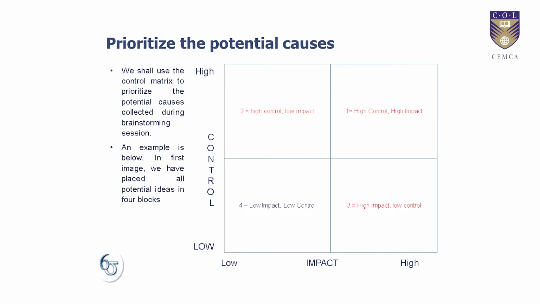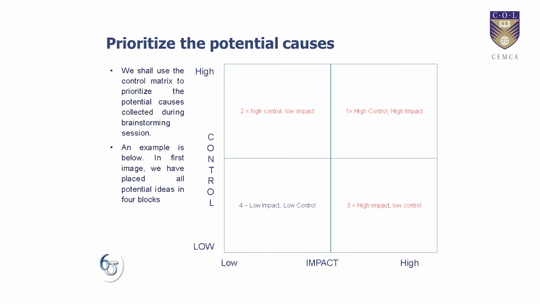So when we are prioritizing any potential cause, we look at two aspects of a potential cause. One is how much control do we have on that potential cause. Second thing, we look at how much impact a potential cause will have on the overall problem. So two aspects, or two parameters, we look at while we are prioritizing an idea. When we put it into a matrix like this, for both these parameters we have low and high. High control, low control, low impact, high impact.